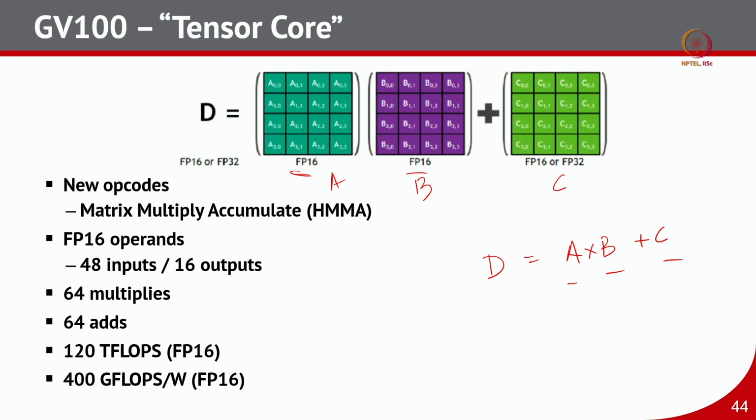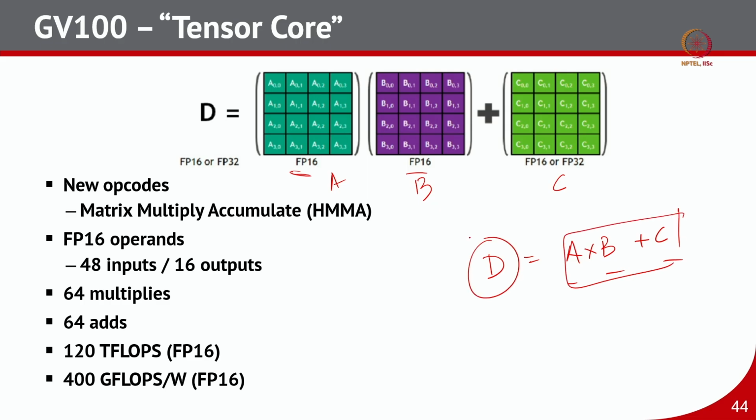So they have a new opcode. This tensor core introduced a new opcode called matrix multiply and accumulate, right? So remember, opcodes are nothing but the lowest form of instructions. Like if we say add R3 R1 R2, that means R3 equals R1 plus R2 in our RISC processors, right? So this tensor core introduced a new opcode called matrix multiply and accumulate. That means this opcode will take three inputs A, B, C, and then it will perform A times B plus C, which is nothing but this D, which is the output.